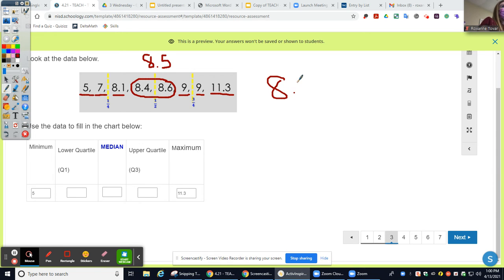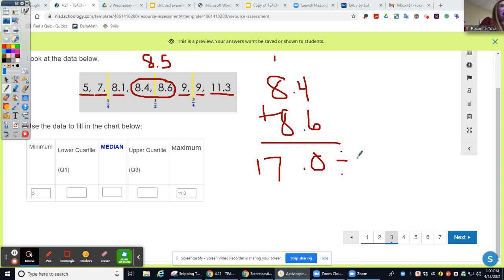Or if it's not so easy to see, you take the average of those 2 numbers. So you would do 8.4 plus 8.6, which is 17, and then divide it by 2. And 17 divided by 2 is 8 and 5/10, or 8.5. So our median here would be 8.5. Okay, and notice I didn't take 8.4 or 8.6. I had to go down the middle. So my median would be 8.5.